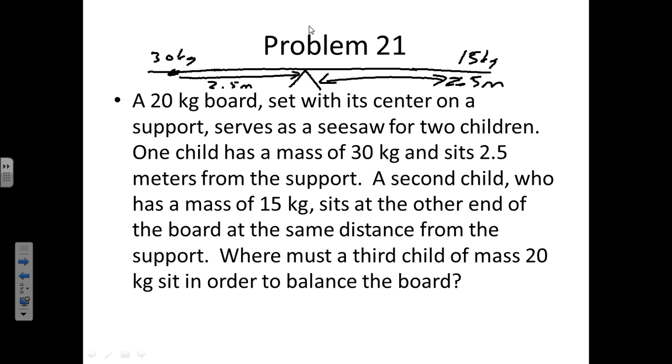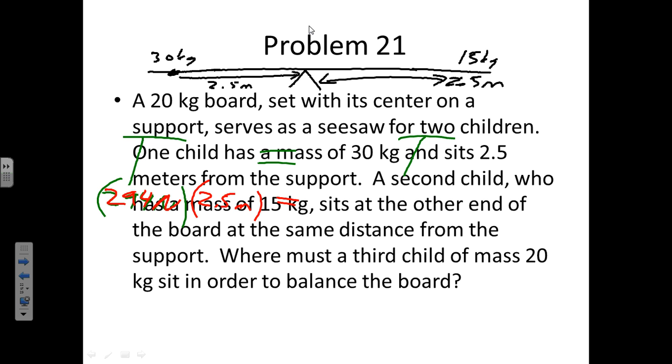For it to be balanced, torque over here has to equal torque over here, correct? So we can calculate the torque on this side. Torque on this side is going to be not 30 kilograms, but we need force, right? So it's going to be 30 times what? 30 times 9.8 to get the force. It's 294 newtons times the distance from the center. So 294, that's the force, times 2.5, distance from the center.